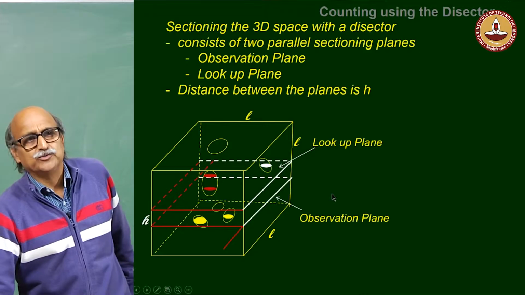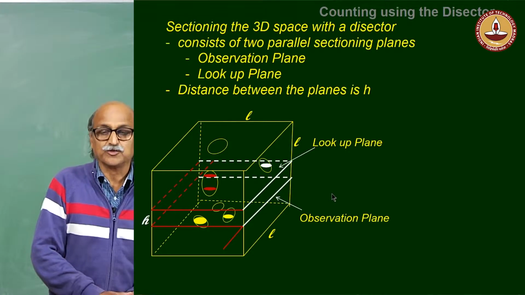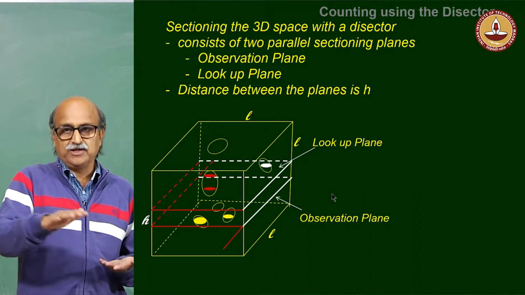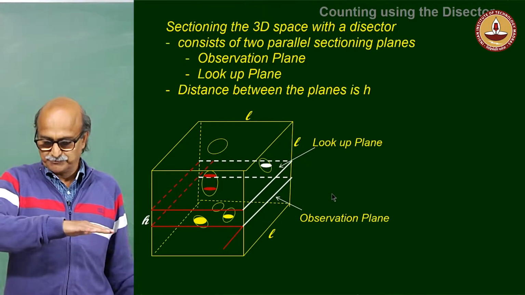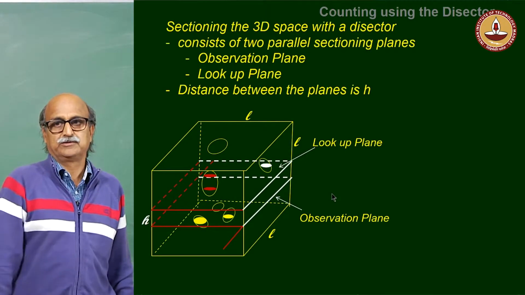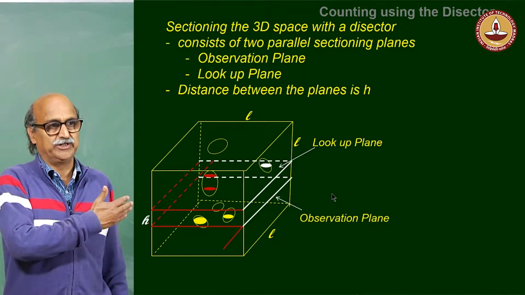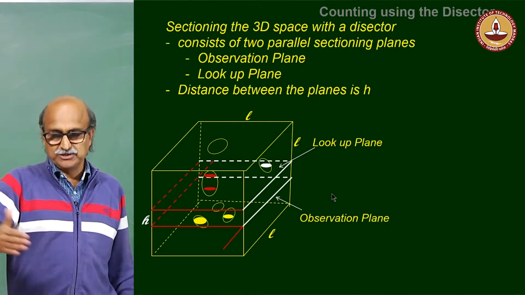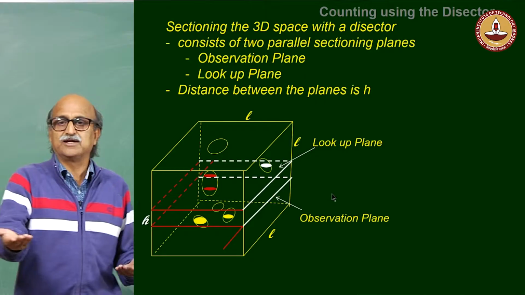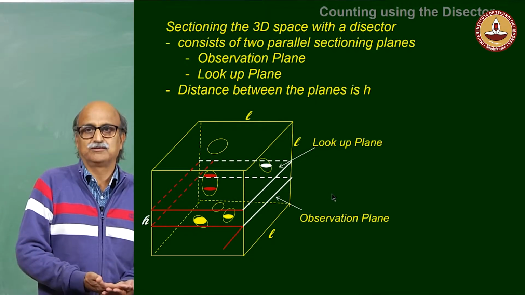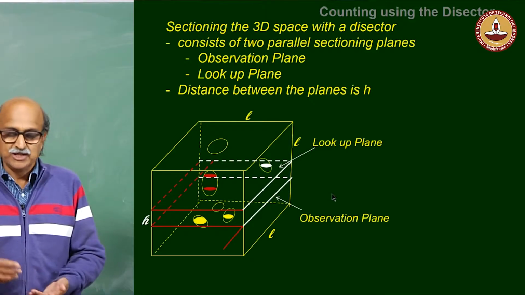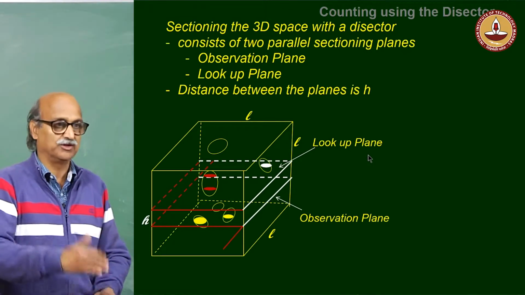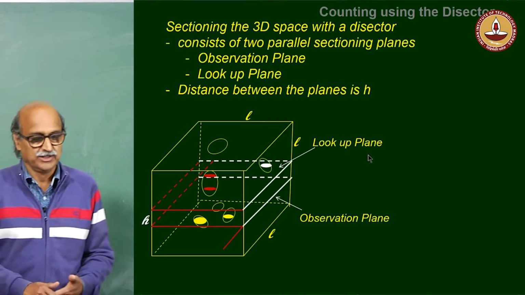Now, how can we do that? Well, if our materials are opaque, which typically they are, in your metallography sample preparation, you will first observe on one plane, then you will remove some of the material by polishing. By polishing, some of the material is removed, and you will get another plane on which you will again observe the microstructure. One of the planes we will call the observation plane, the other the lookup plane. We can reverse them, it does not matter which one you call the observation plane and which one the lookup plane.